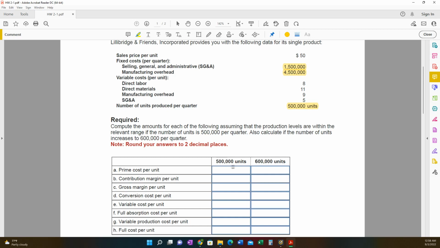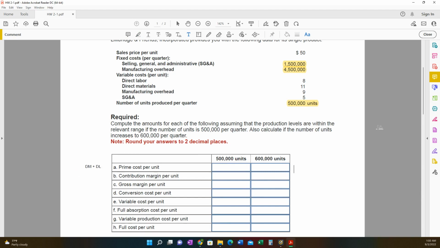So for these, I'm going to reference the book because I often don't remember what these costs are, and we don't really have a need to memorize them for our purposes. So the first one is prime cost, and that's shown on page 51 of the textbook. And we see that it's the sum of direct materials and direct labor. From the fact pattern above, we see that direct labor is $8 and direct materials is $11. 8 plus 11 equals 19.